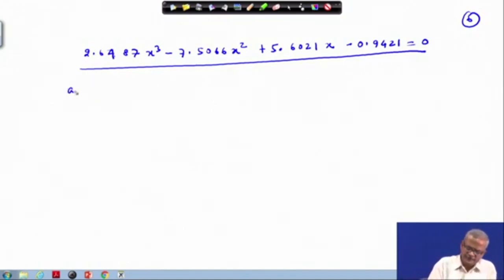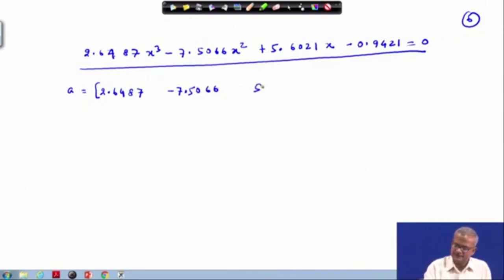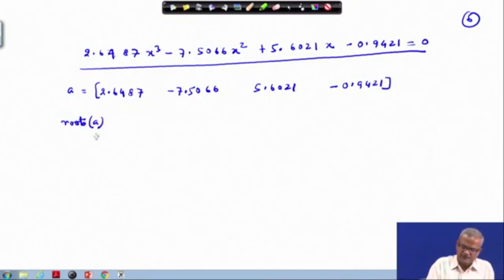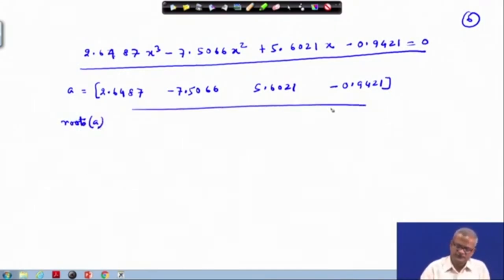Okay. And in MATLAB, you can define a vector a like this. You just give the notation in MATLAB, a equal to 2.6487, leave a gap, give a space, then 7.5066, then again give a space, 5.6021, copy all these coefficients here, give a space, and then 9.421. Okay. And then give the command roots(a). So, it will list you the roots of this polynomial. So, this is your polynomial f(x) equal to 0 you are solving.